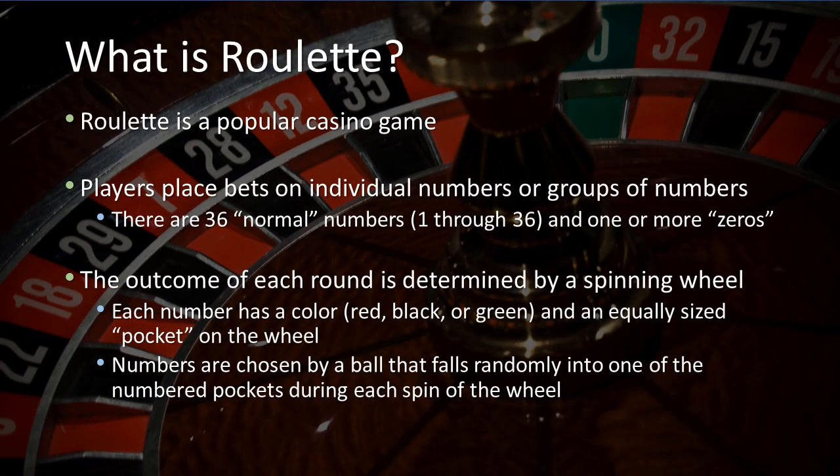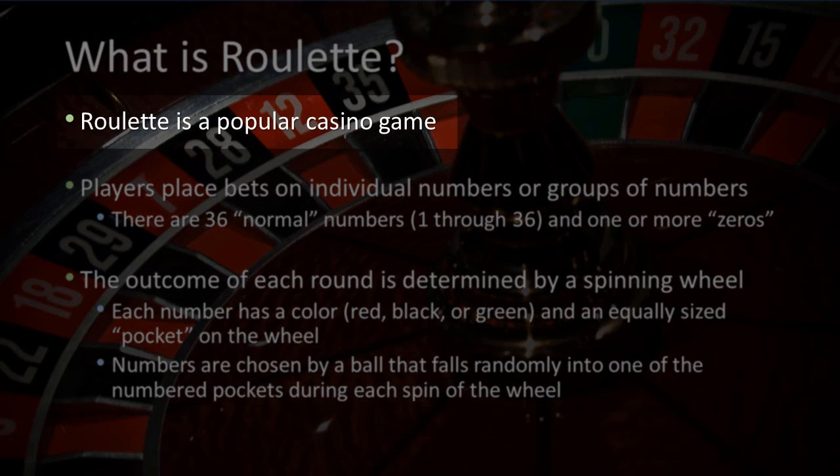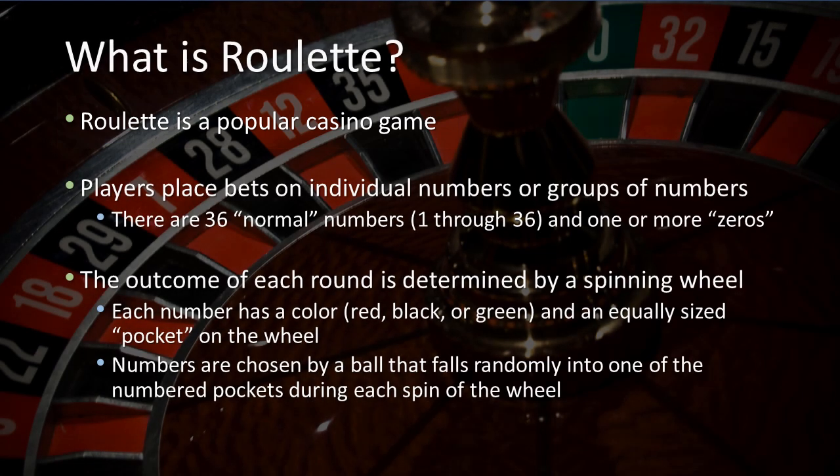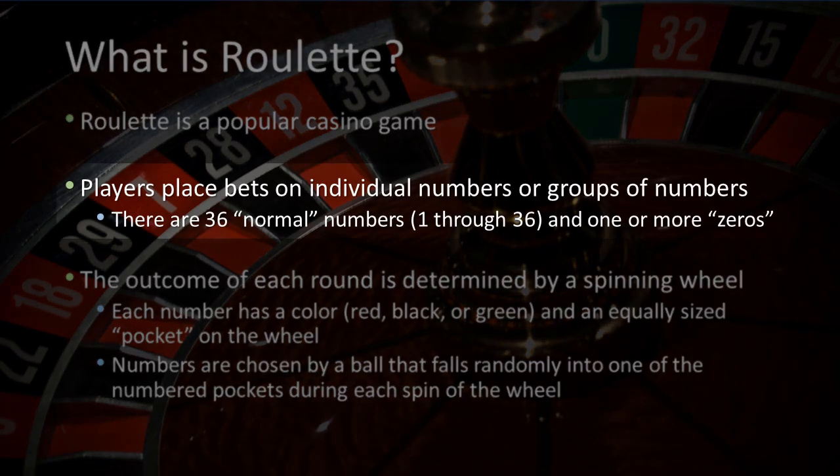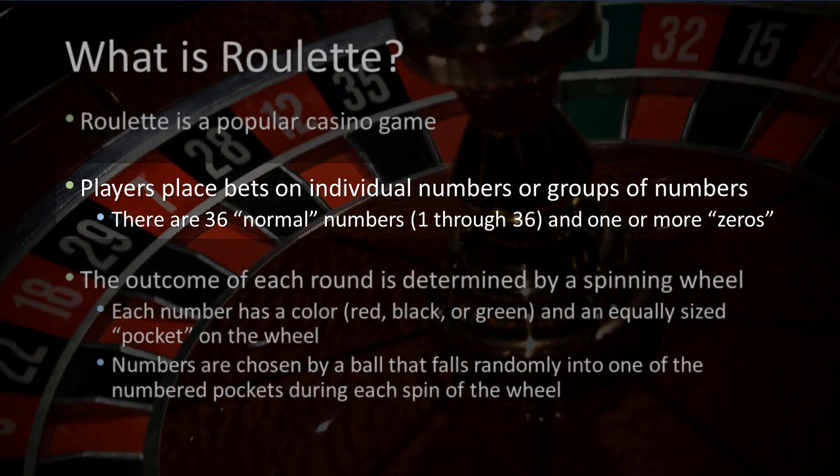In case you're unfamiliar, roulette is a popular game that is played in casinos all over the world. In roulette, players place bets on individual numbers or groups of numbers. In total, there are 36 normal numbers, 1 through 36, and a certain number of zeros. There are usually 1 or 2 zeros, but sometimes there may be as many as 3.